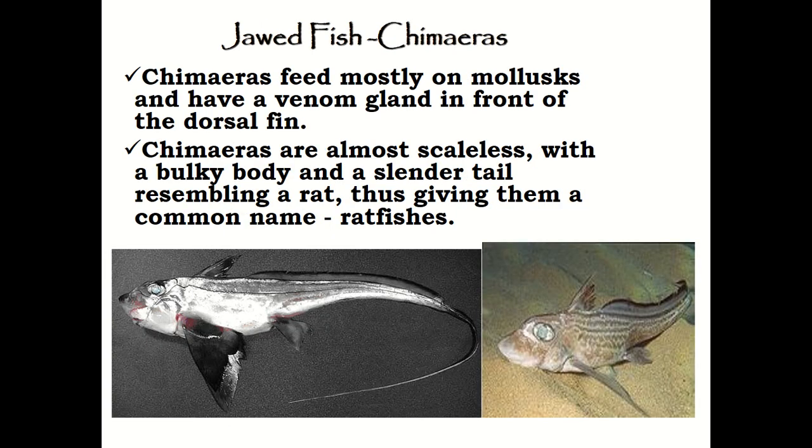For chimaeras, still under the chondrichthyes, chimaeras feed mostly on mollusks, and they have venom glands in front of the dorsal fin. They are almost scaleless, as you can see over here, a lack of scales, with a bulky body and a slanted tail resembling a rat, thus giving them the common name rat fish, because they look like a rat.